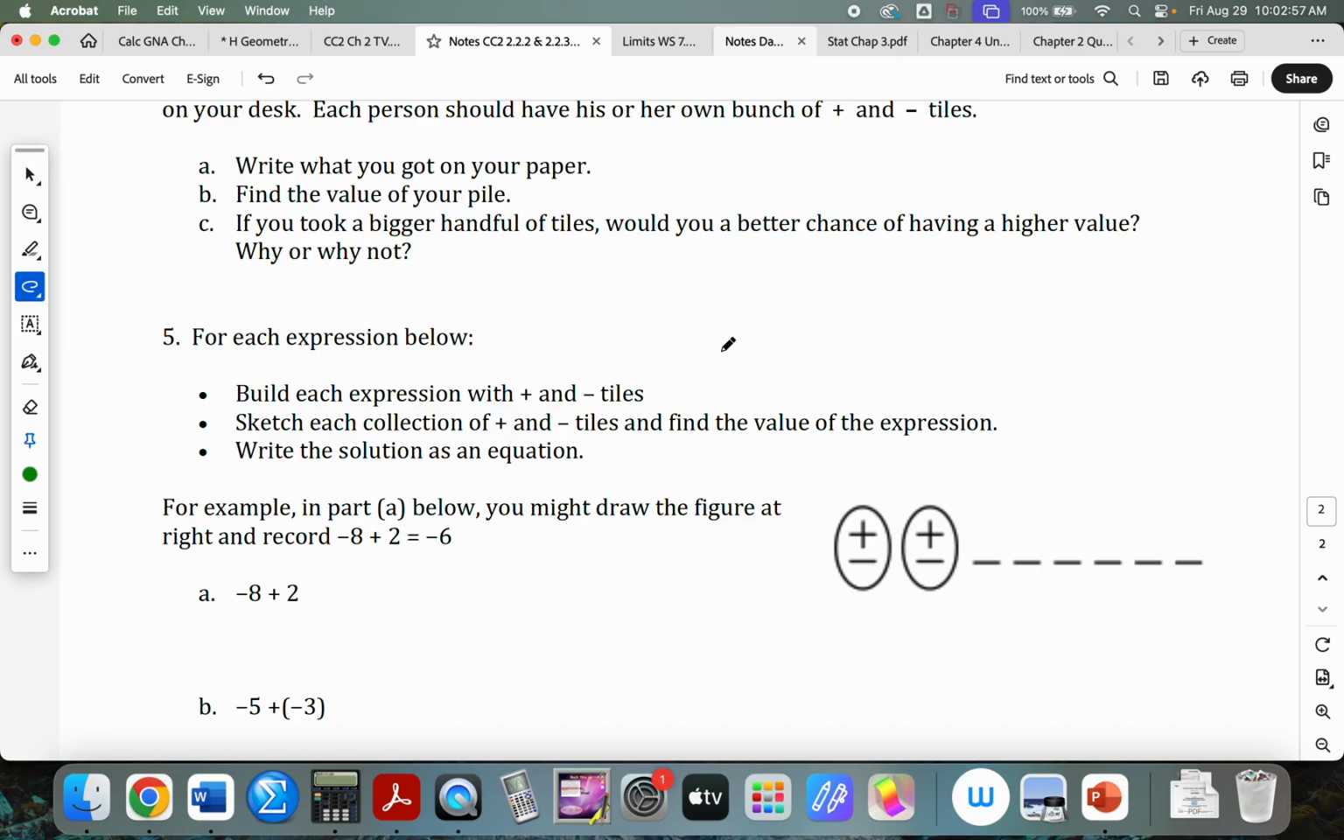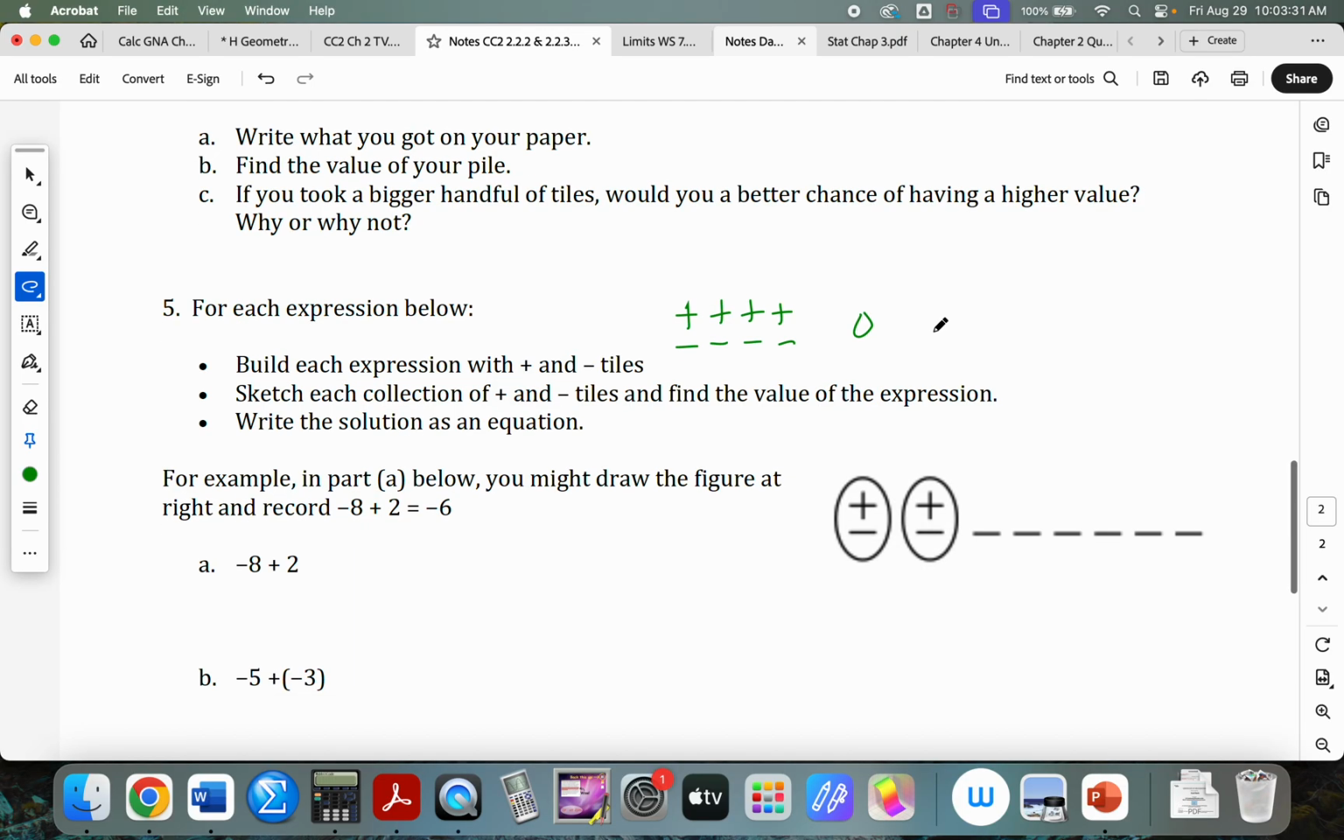So, let's look. Nyla, what did yours look like? Four pluses and 4 minuses. Yeah, yours is kind of like mine. When I reached in, I got 5 pluses and 5 minuses. So, what is the value of the expression going to be? 0. All right, you have the same number of pluses as you have minuses.